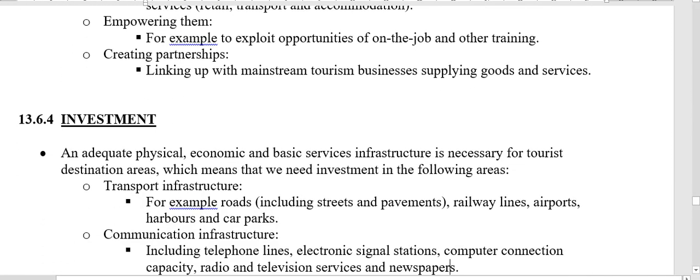Okay, when there's a linking up with mainstream tourist businesses that supply goods and services. So a big hotel, for example, will source their food from a small little local farmer. So the small little local farmer, his business will start booming because he's supplying the hotel. The hotel is booming because of tourism.